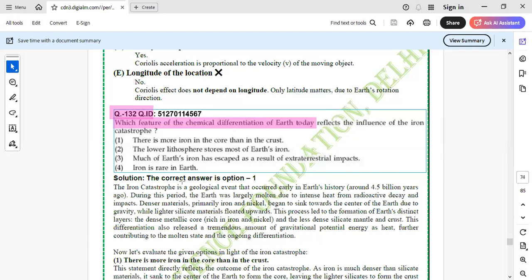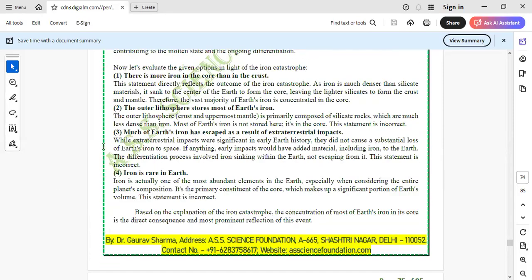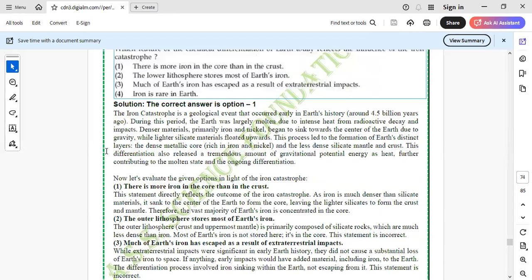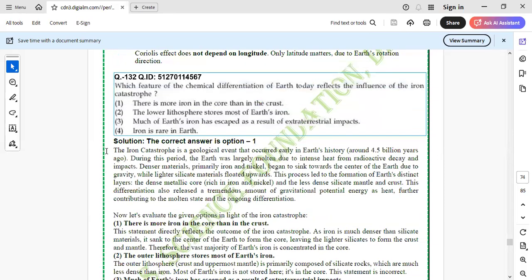Then he's asking a question that reflects the influence of the iron catastrophe. So let's first have a look at what this iron catastrophe actually is, and then we will think through the options. It says that the iron catastrophe is a geological event that occurred early in the Earth's history, जब अर्थ फॉर्म हो रहा था around 4.5 billion years ago. During this period, Earth was largely molten due to intense heat from radioactive decay and impact.